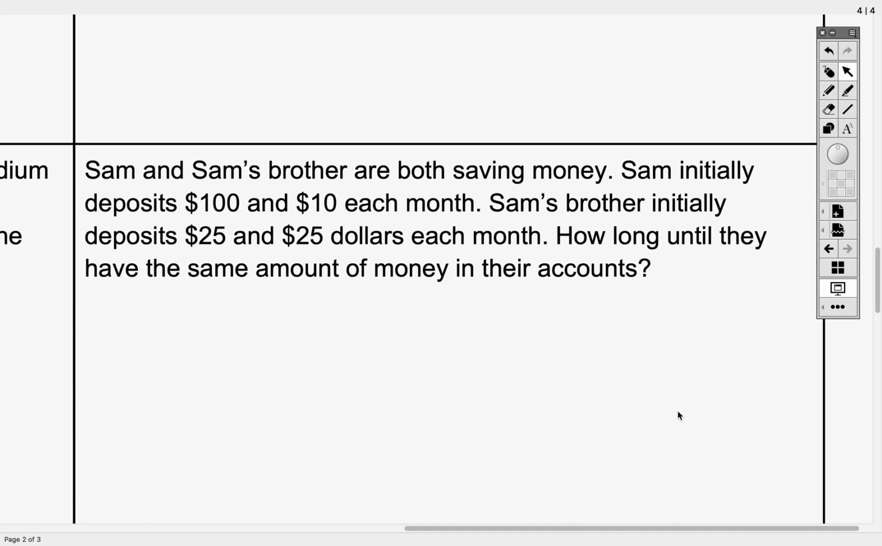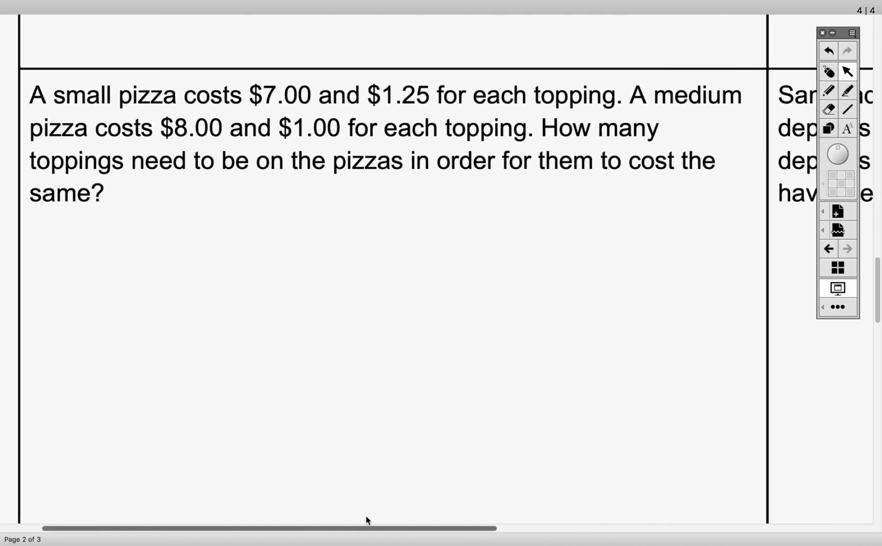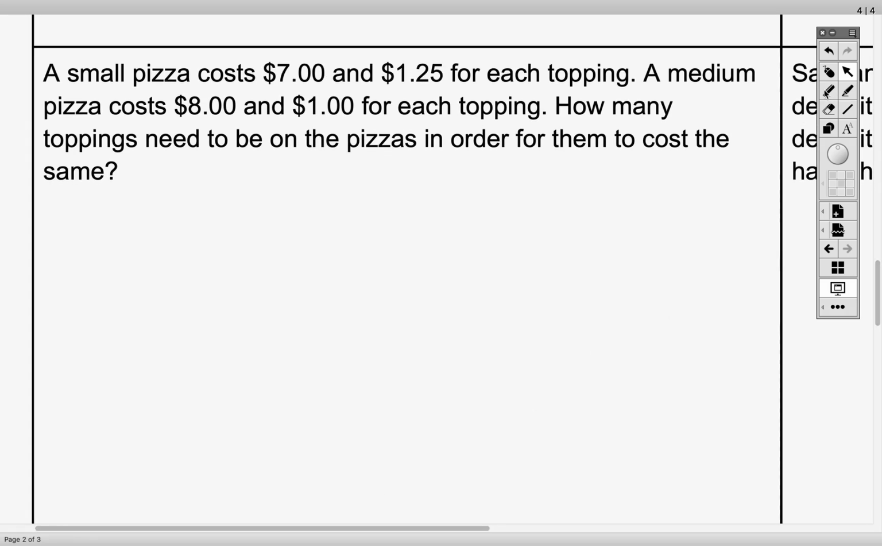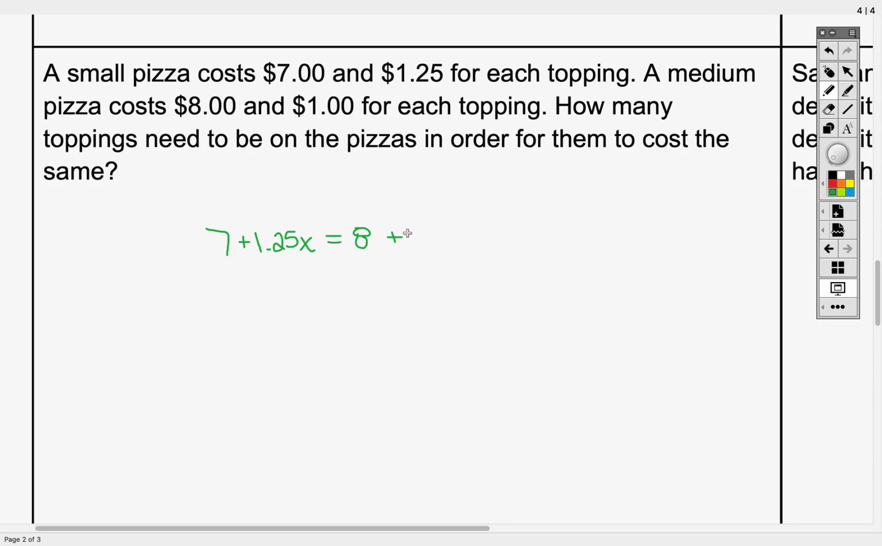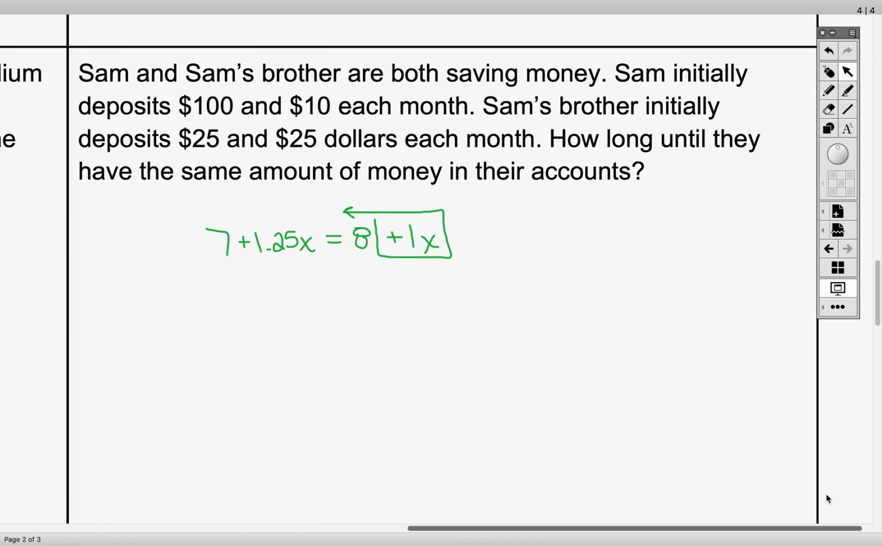Okay, the next equation. It is $7 plus $1.25x is equal to $8 plus 1x. And if you've added extra decimals, that's perfectly fine. As a reminder, the first thing you're going to do is move this variable to the left by using the opposite operation. And then you need to finish solving it.